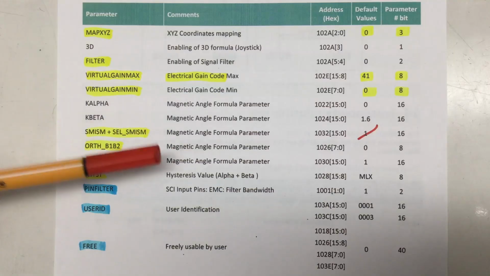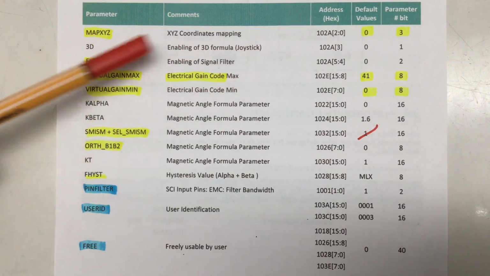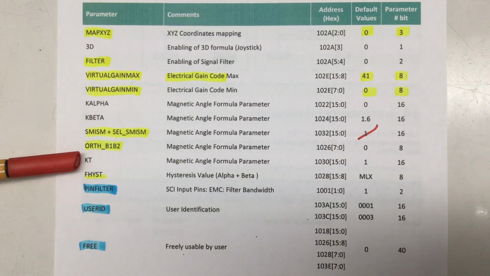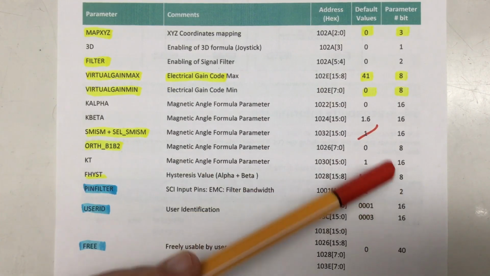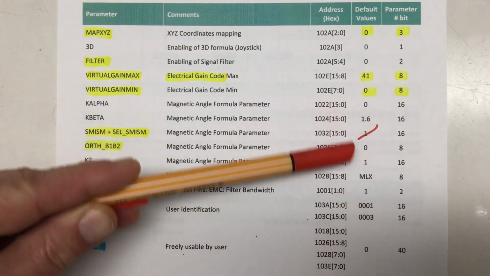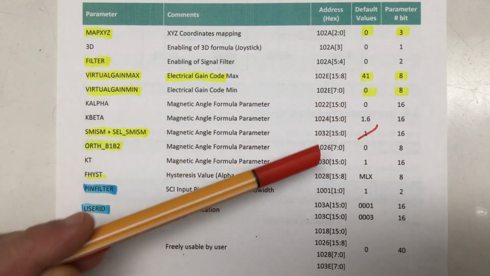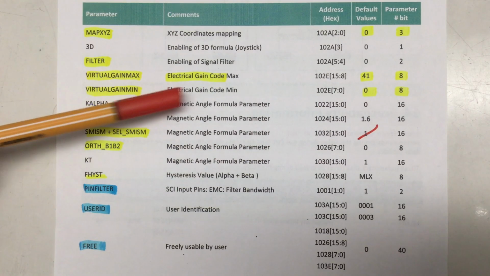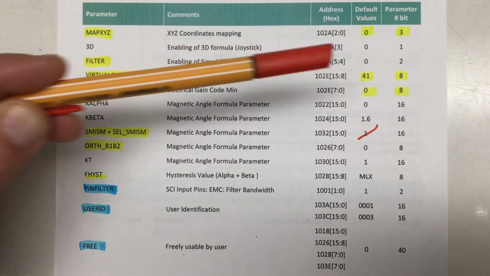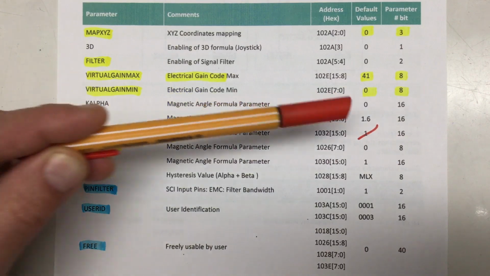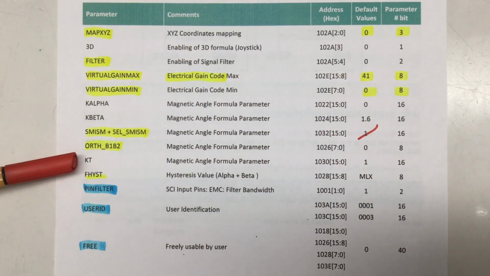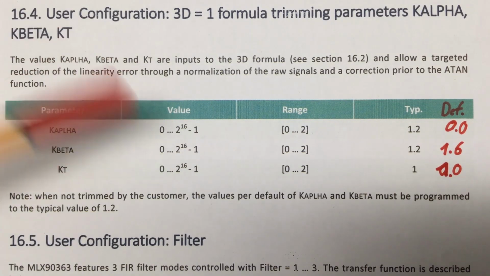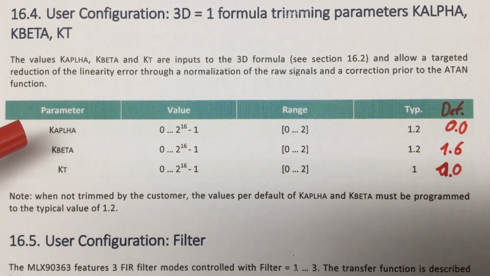The calibration of the 3D formulas is done via the parameters KALPHA, KBETA and KT. They are all 16-bit parameters, which, if you look at the default values, are translated into some floats. The default values given in the datasheet are 0 for KALPHA, 1.6 for KBETA, and just 1 for KT. Chapter 16.4 gives us some more information about these three parameters.